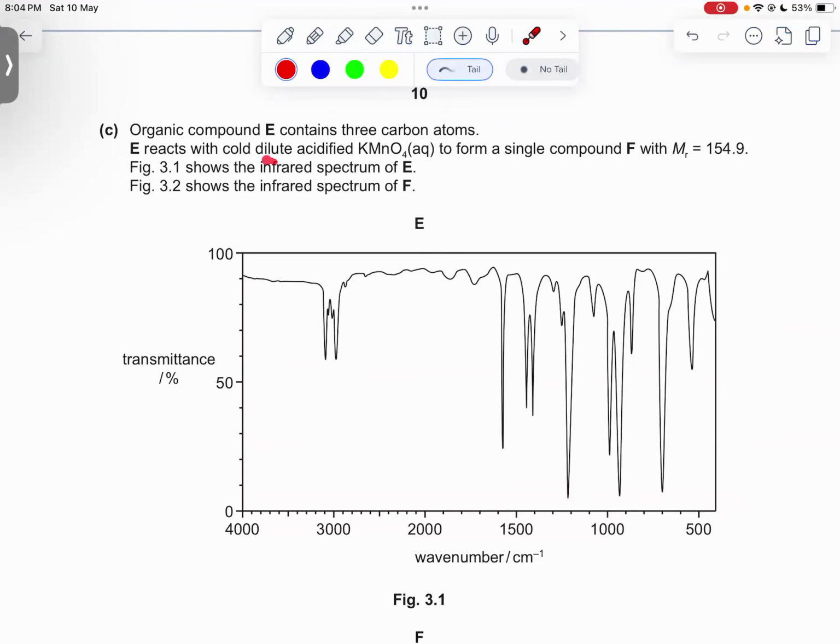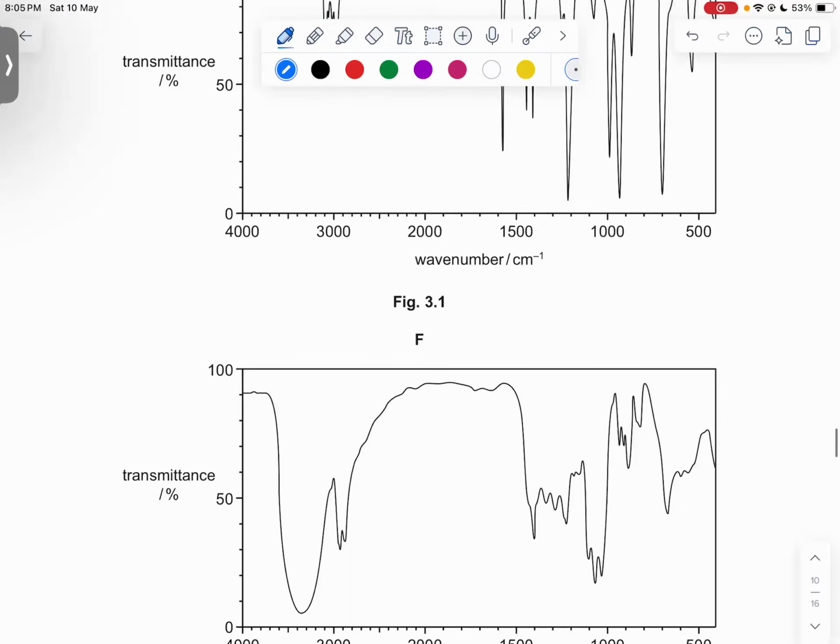Okay, E reacts with cold dilute acidified KMnO4. That is very strange, right? Because cold dilute acidified KMnO4, where have we seen that? We've seen cold dilute acidified KMnO4 being used for alkenes, right? And when it was used for alkenes, it used to produce alcohols. So a tentative guess is that E is an alkene, which means it has a carbon-carbon double bond. And this is an alcohol, meaning an OH group should be over here, right? Alcohol and OH. This is our guess.